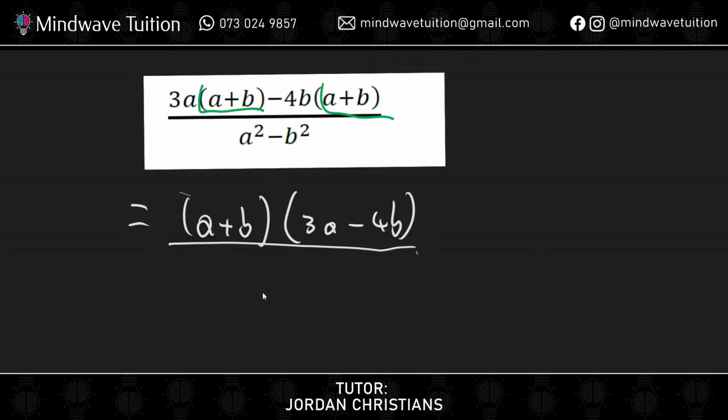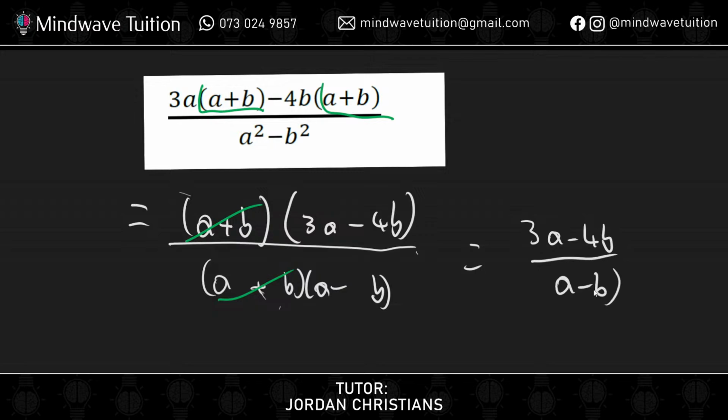Right, so a squared minus b squared is the difference of two squares. So we square root both. We'll have 2 brackets as the answer. Both answers go in, where one will be positive and the other will be negative. And if we want to cancel out, we can, because we have a plus b at the top and an a plus b at the bottom, so we can cancel that out, leaving us with the final answer of 3a minus 4b over a minus b. And we cannot factorize this any further. We cannot take out anything between 3 and 4.